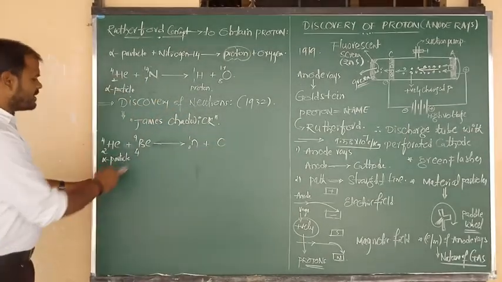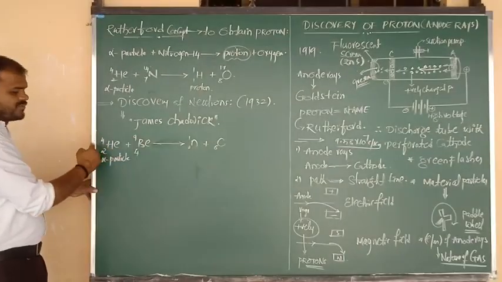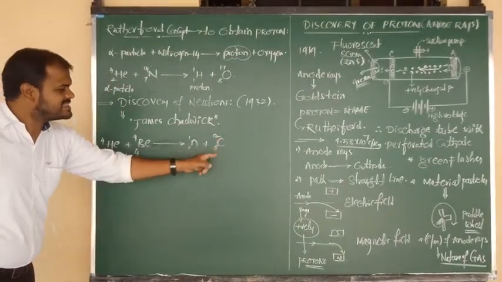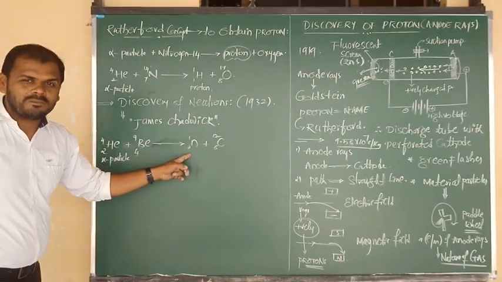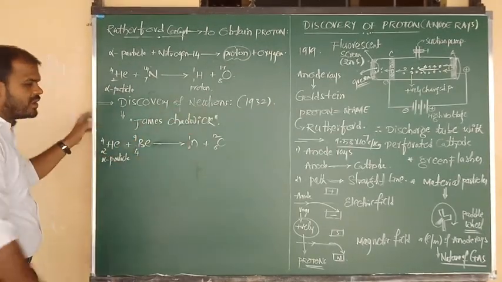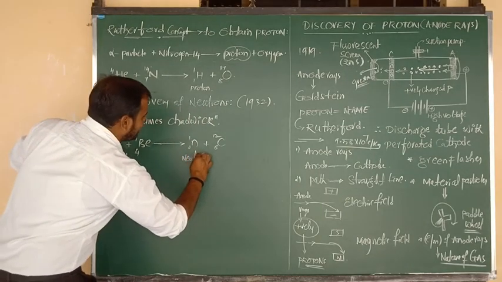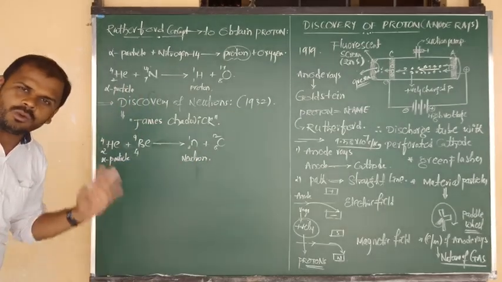So you can do the balancing now. 4 plus 2, 6. Here is 0. Remaining is 6. 9 plus 4, 13. Here is 1. Remaining is 12. C, 6, 12. This is your byproduct. Here your subatomic particle is neutron. It neither contains positive nor negative charge. So we can say it is an electrically neutral particle, known as neutron.